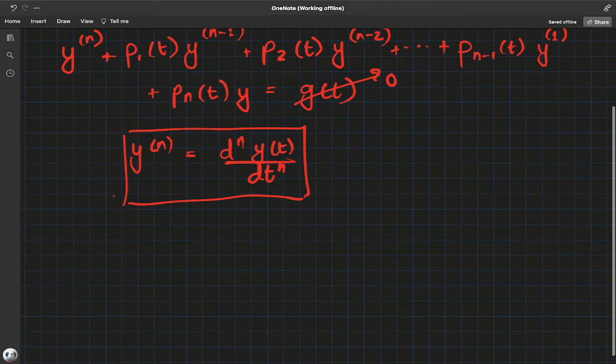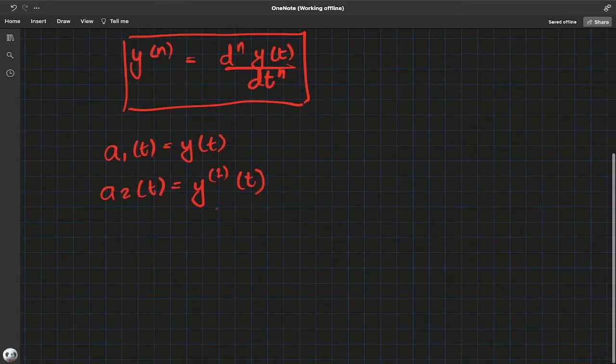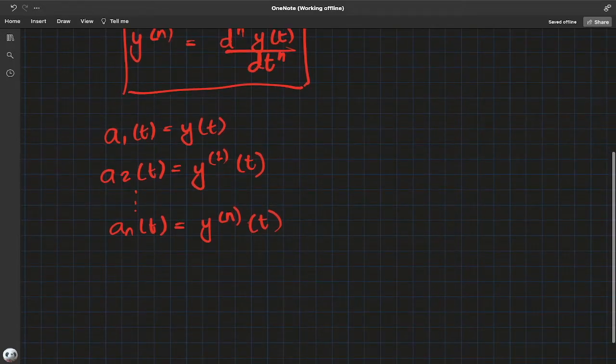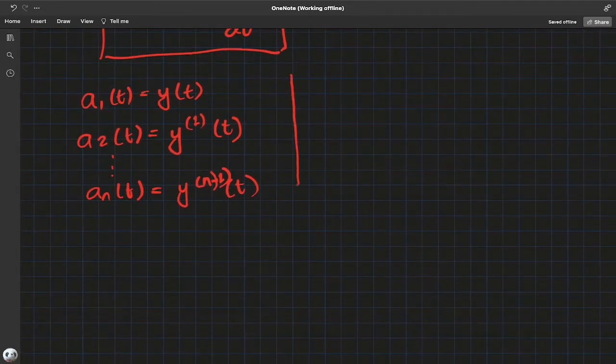Okay, now let me define a set of relations. So if I say a1 of t is y of t, and then I say a2 of t is the first derivative, and then if we do this for n derivatives, and again using the same notation as before, it's actually n minus 1, then we can establish certain relationships, because notice how a1 and a2 are connected.